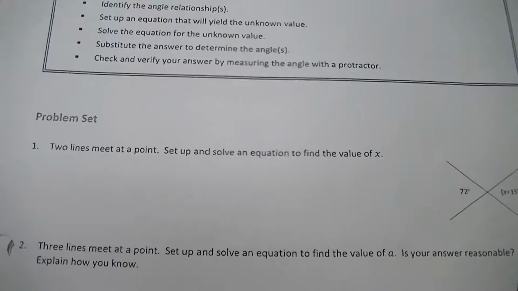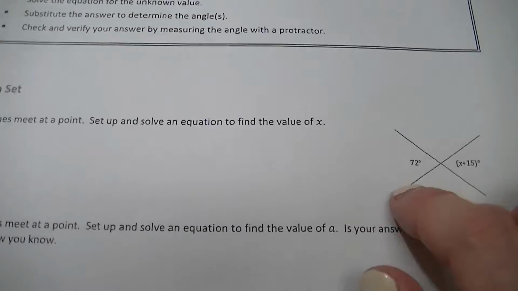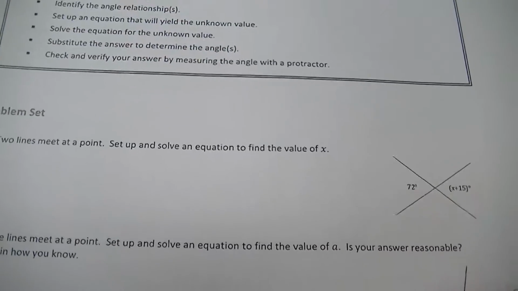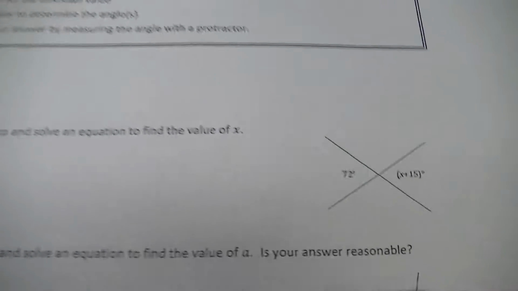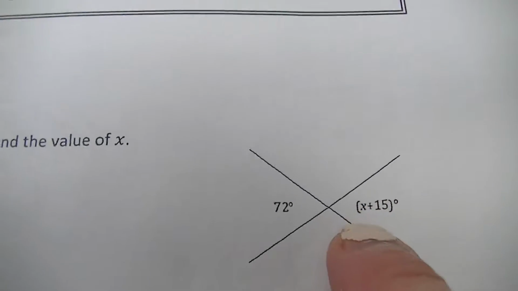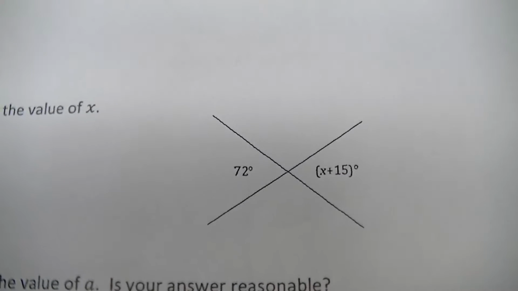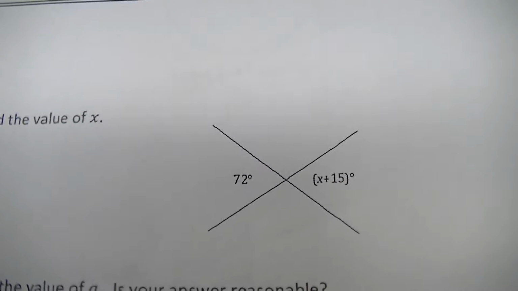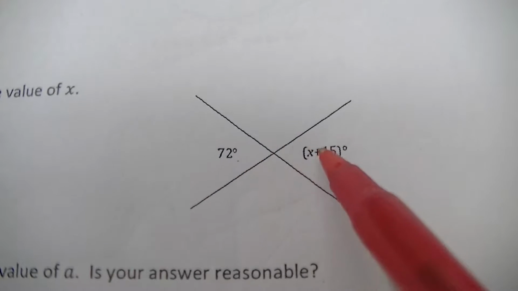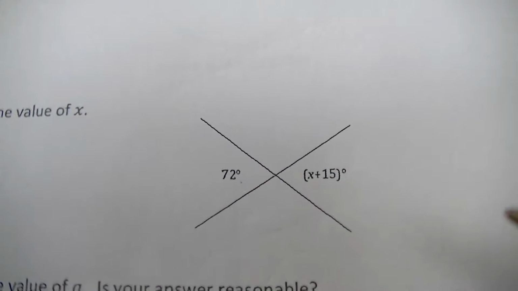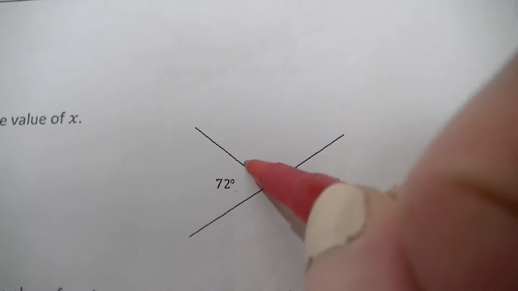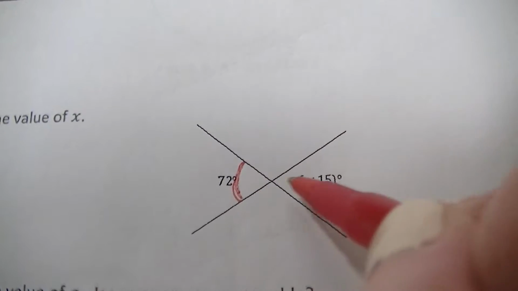All right, so two lines meet at a point. Here's a line, they meet at this point. Set up and solve an equation to find the value of x. So we have to find this value of x, okay? So first off, we have to identify some angle relationships here. Well, I see that these right here appear to be vertical to each other, but we're going to do the trace thing. I want to see, hey, is this 72-degree angle vertical to this?